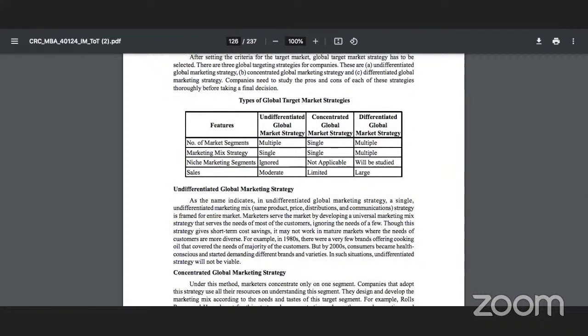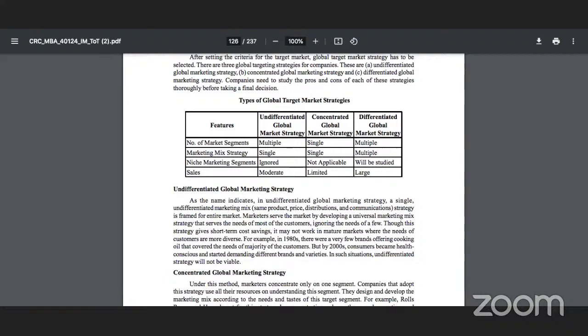In terms of niche marketing segments, in an undifferentiated global market strategy, they'll fundamentally ignore them, because they are having a single agenda and treating the entire market as a single segment. It is considered a homogeneous market. So there is not much of a niche market segment happening there. Whereas in concentrated, it is not applicable because there is only one market that they are focusing on. Whereas in a differentiated global marketing strategy, whether it is niche or not is definitely a factor that the company will study in detail.